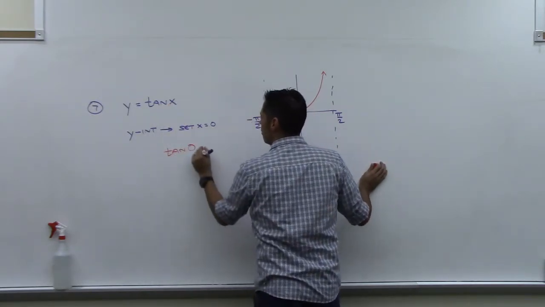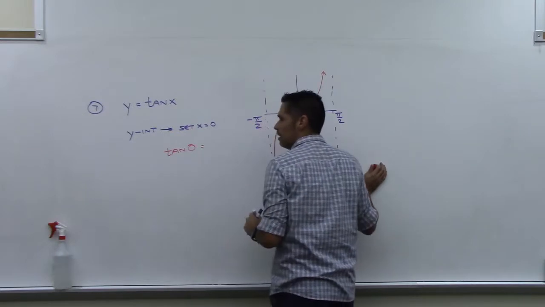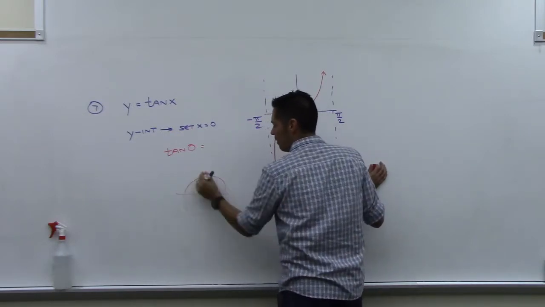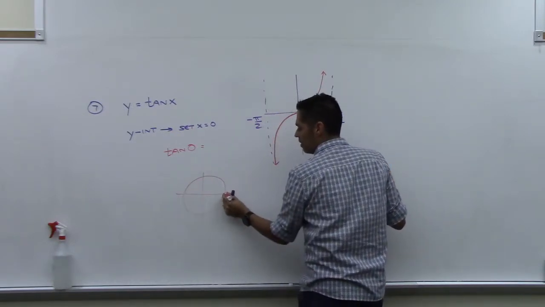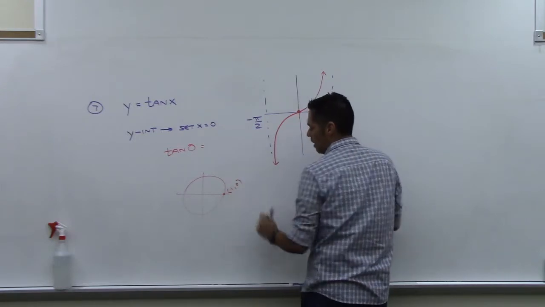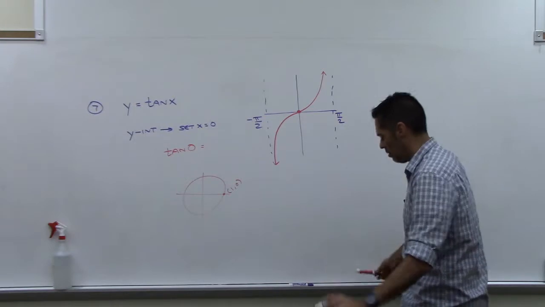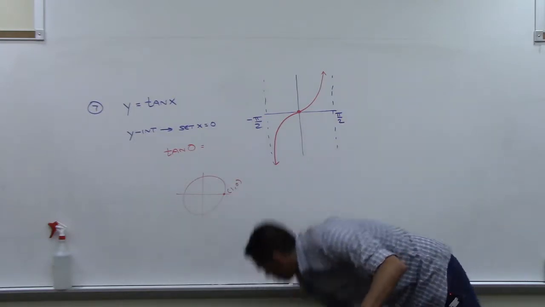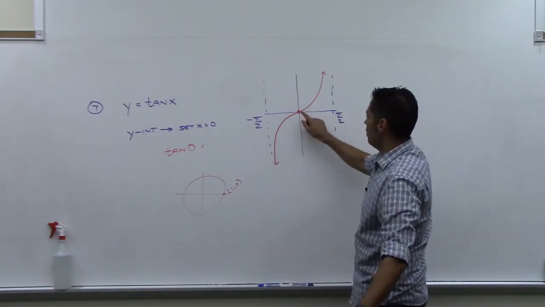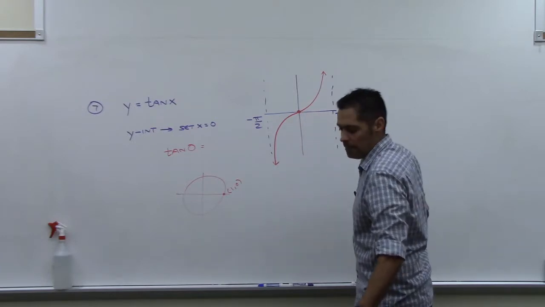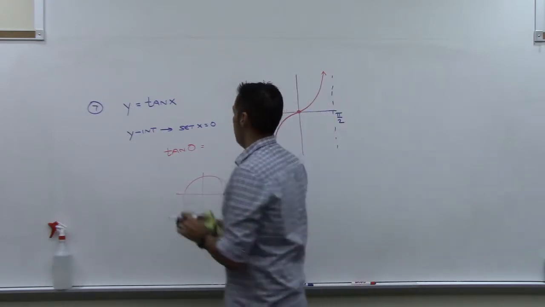And tangent of 0, on the unit circle, is 0 degrees. It's the y-coordinate divided by the x-coordinate. So the y-coordinate divided by the x-coordinate is 0 divided by 1, which is 0. So that corresponds to when you plug in 0, you get 0 out, so your y-intercept is 0. All right, that's number 7. Number 9.